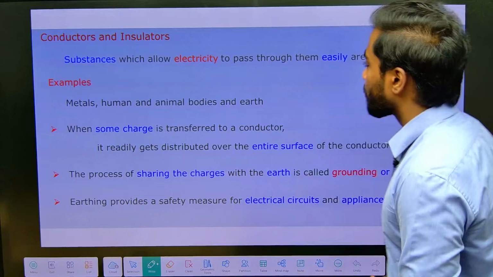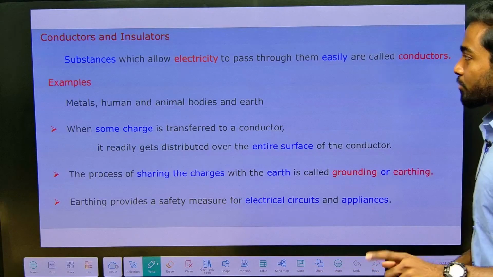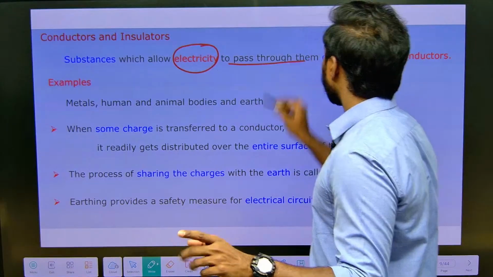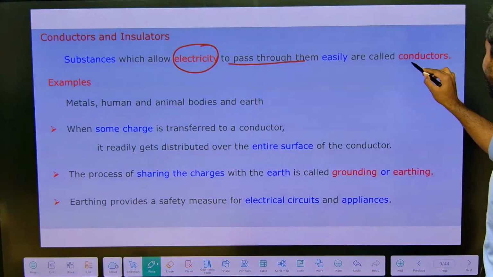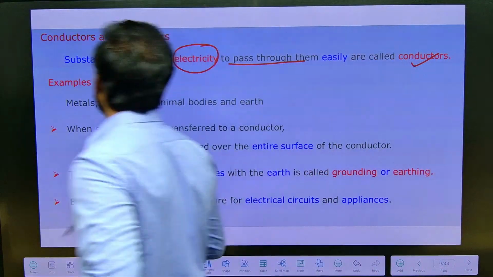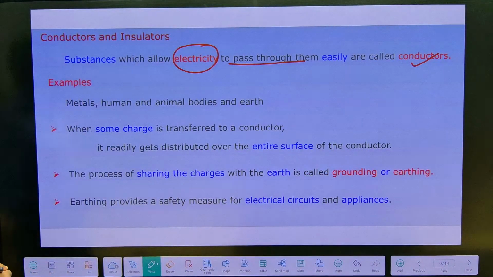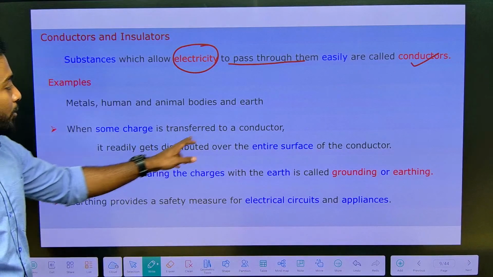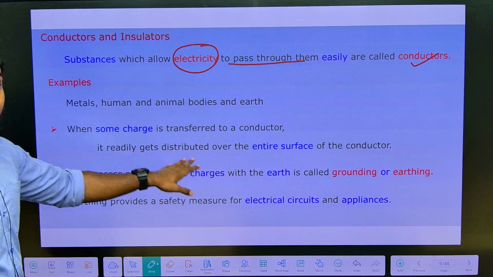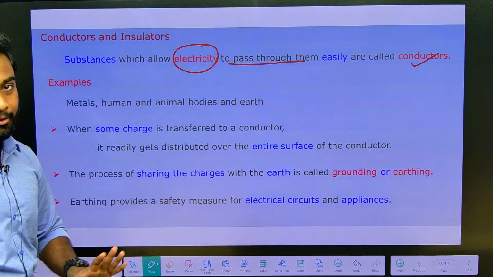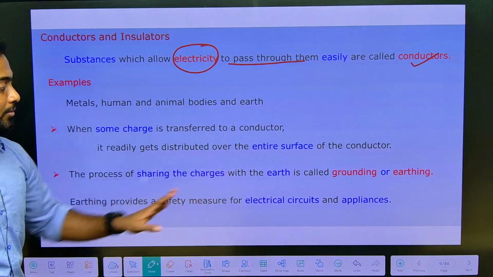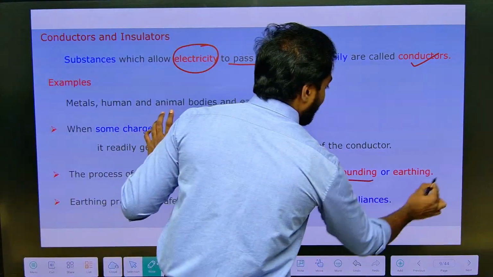The next one is conductor and insulator. Substances which allow electricity to pass through them easily are called conductors, and examples are metals, human and animal bodies and earth. When some charge is transferred to a conductor, it readily gets distributed over the entire surface of the conductor. So, the process of sharing the charge with the earth is called grounding or earthing.